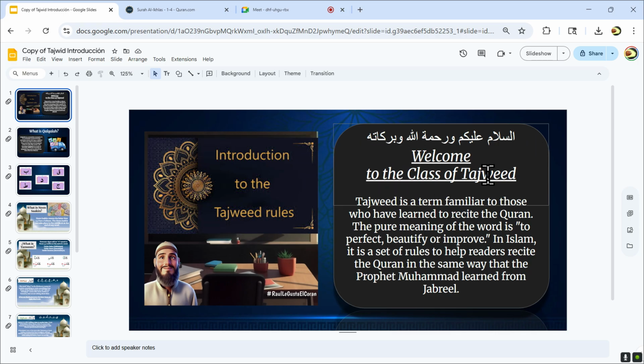Welcome to a basic Tajwid class, alhamdulillah, just to get us rolling on the Tajwid rules. What is Tajwid? Tajwid is a term similar to those who have learned to recite the Quran. The pure meaning of the word is to perfect, to beautify, or improve. In Islam, it is a set of rules to help us readers recite the Quran the same way that the Prophet Muhammad ﷺ learned from Angel Jibreel, alhamdulillah.